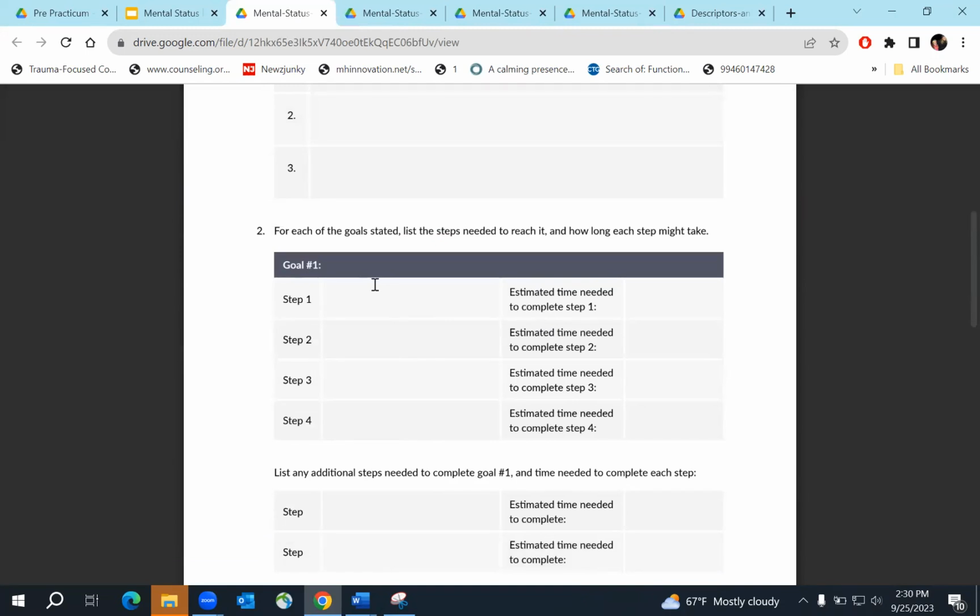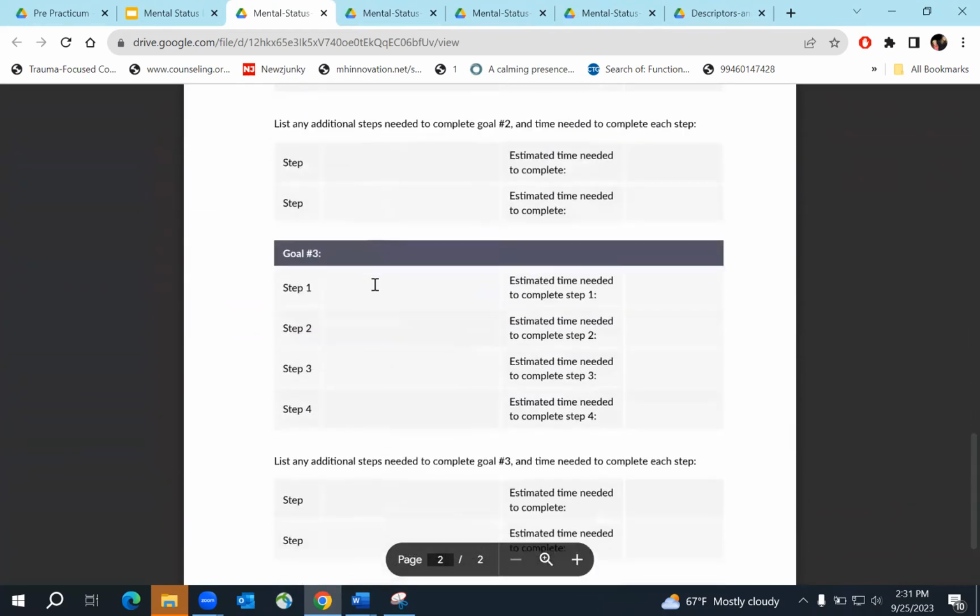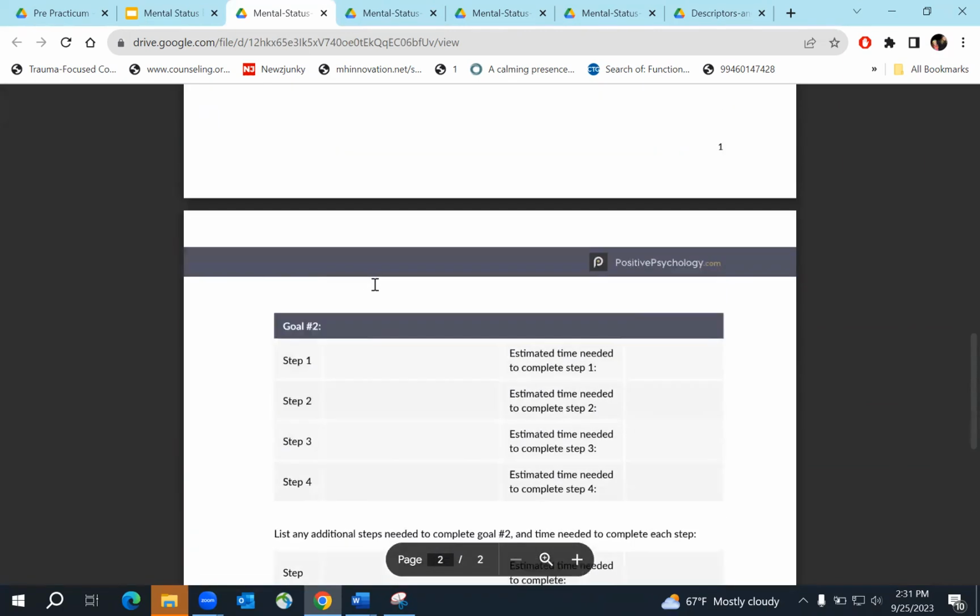So this is really saying, oh, I have this big lofty goal, but let's be a little more realistic. How am I going to get there? And how long is it going to take me to get there? And what am I going to do? And you're going to do that for each goal. Goal 1, goal 2, goal 3.